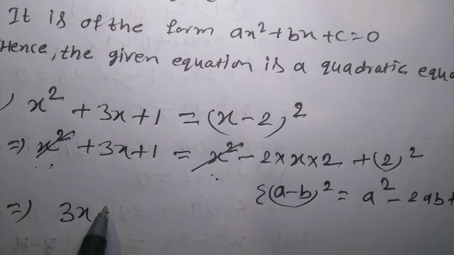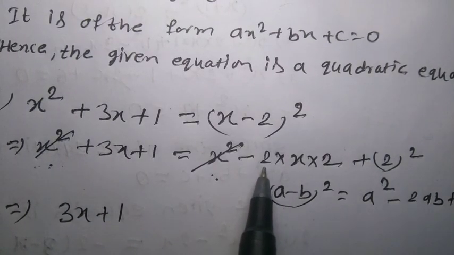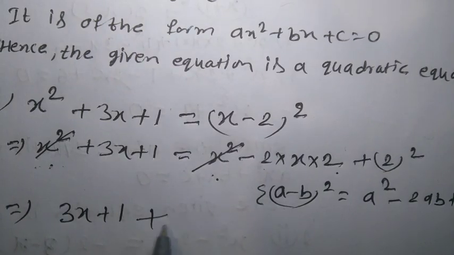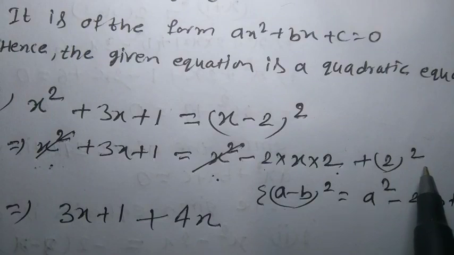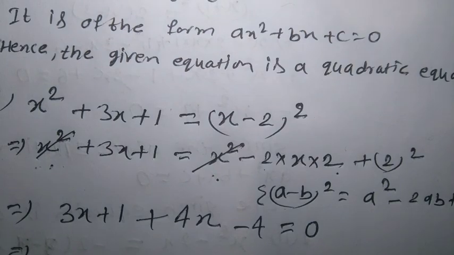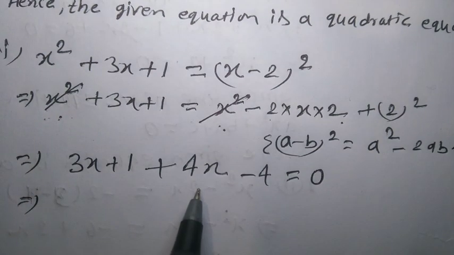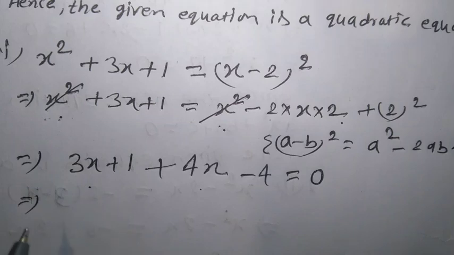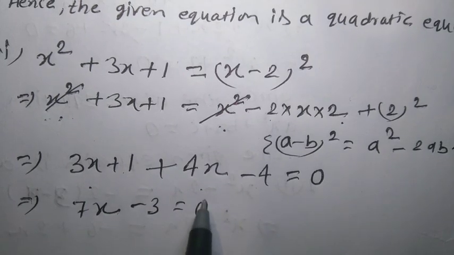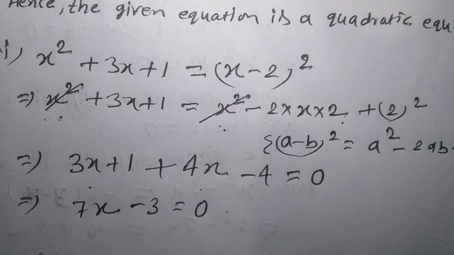Implies 3x plus 1 is equal to minus 4x plus 4. Taking 4x to the other side, it becomes plus 4x, and 4 goes to the other side, minus 4, is equal to 0. Implies 4x plus 3x is equal to 7x, plus 1 minus 4 is equal to minus 3, is equal to 0. Now it is not of the form ax square plus bx plus c is equal to 0.